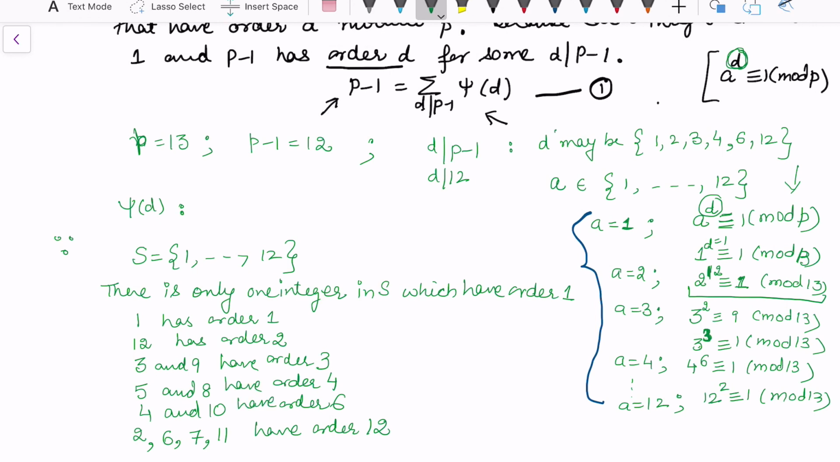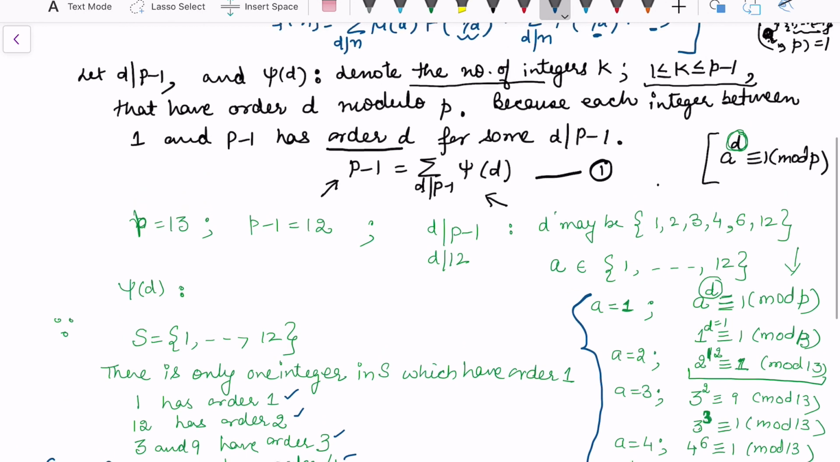Now this side, this list, consisted of all A's which belong to the list 1 to 12. And on this side, this consists of a list of divisors of 12. We see 1, 2, 3, 4, 6, 12. So this is what was considered in our theorem, and this is what we have started writing in the proof.